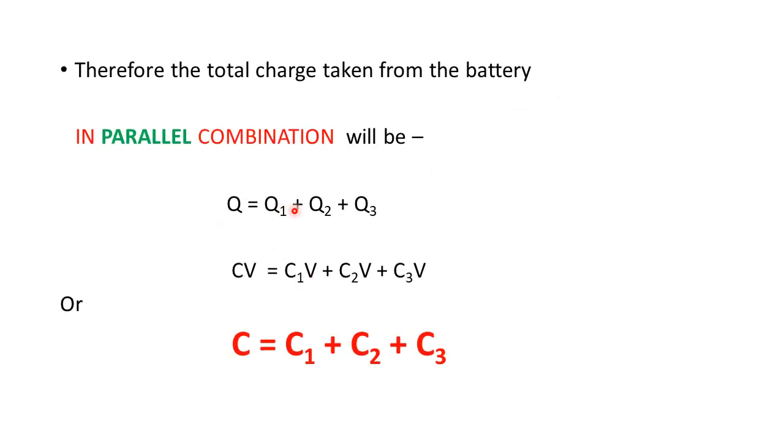Putting in the values of Q1, Q2 and Q3 in this relation, Q is equal to CV, where C is the capacitance of equivalent capacitor. If we replace three capacitors by a single capacitor whose plates are connected across the terminals of the same battery having terminal potential difference V, then Q is equal to C into V, and Q1 is equal to C1 into V, Q2 is equal to C2 into V, and Q3 can be written as C3 into V. This gives us the relation of equivalent capacitance in case of parallel combination of capacitors. C is equal to C1 plus C2 plus C3.